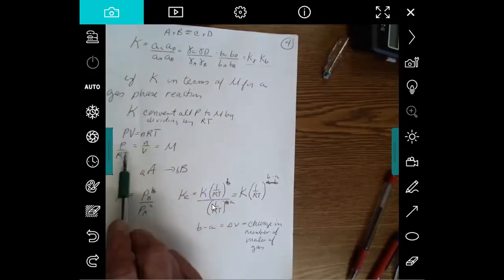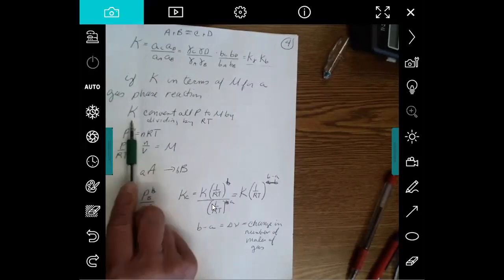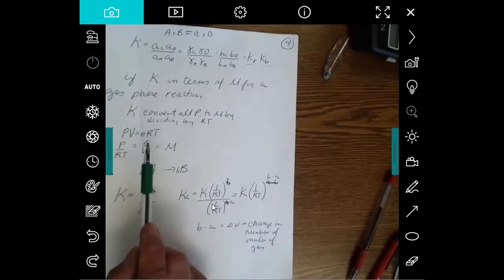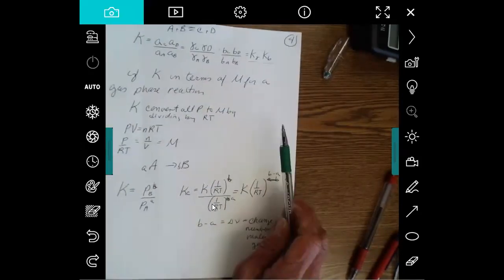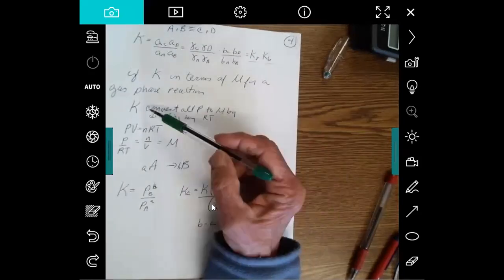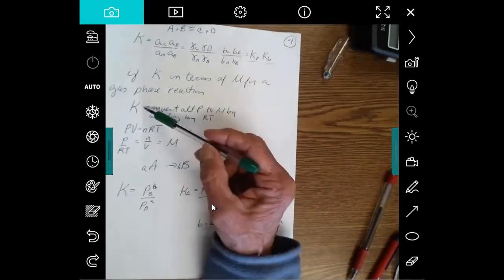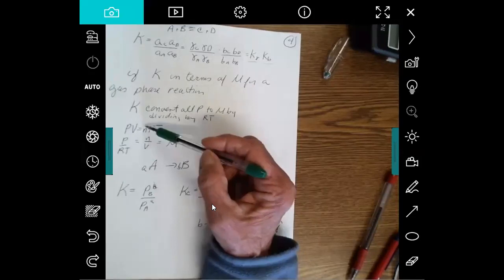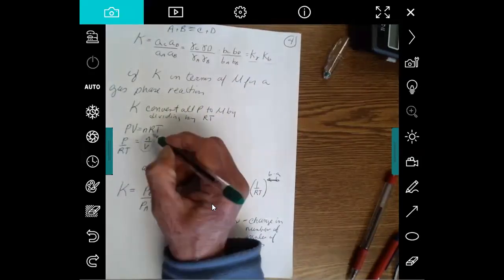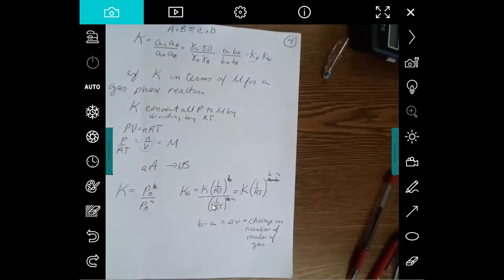So if we look at a K, a K is always going to be in units of bar if you get it from a delta G out of our tables, because in our tables the standard state is 1 bar. So if you want to convert all the pressures into molarity, just rearrange this, and the number of moles over the volume, if you're working in the right units, will be molarity.